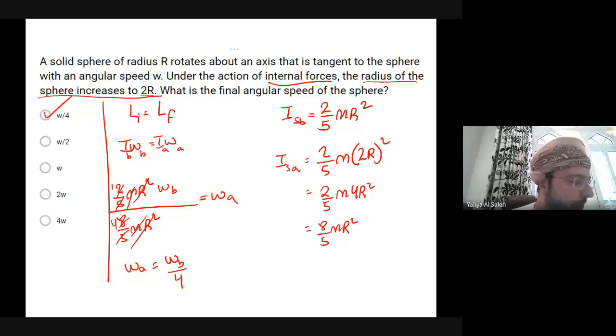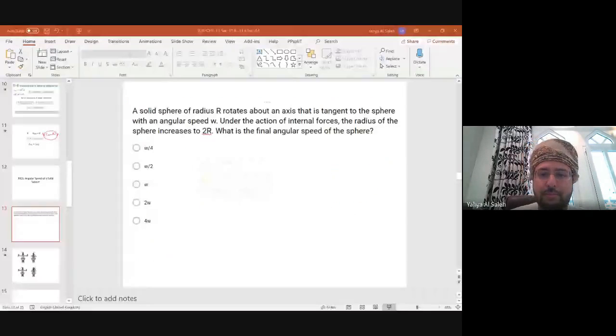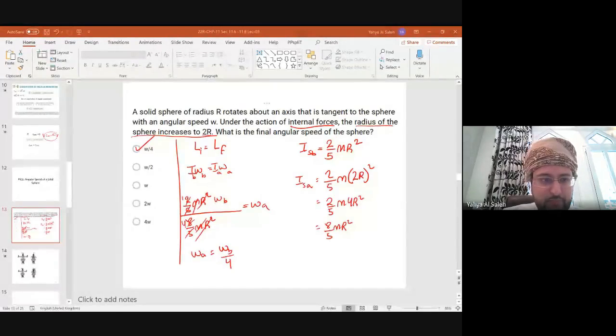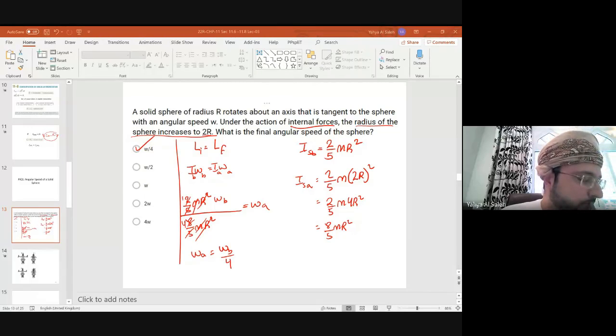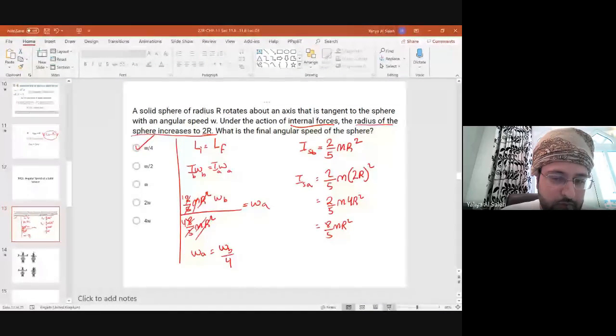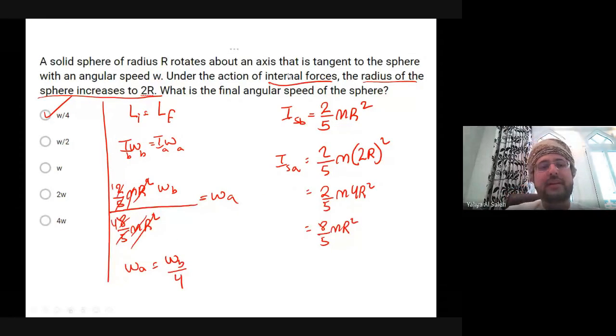No, sorry, it's not half mr squared, it's 2/5 mr squared. So if we go to calculating moments of inertia, for a sphere, it is 2 over 5 mr squared. So Ayham, according to the question, the radius increases under internal forces.